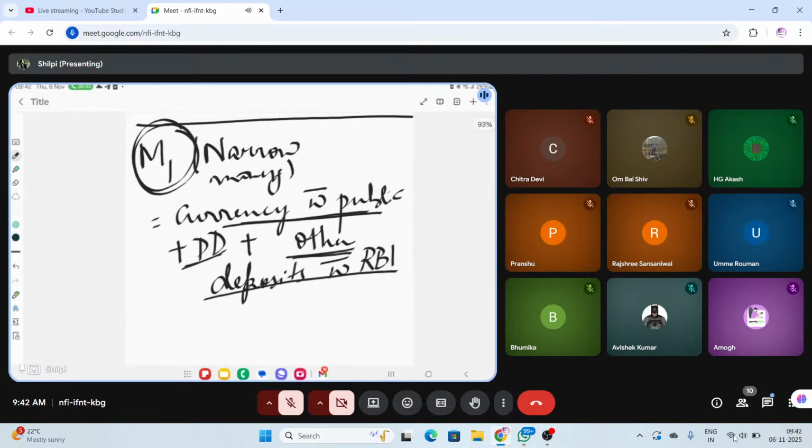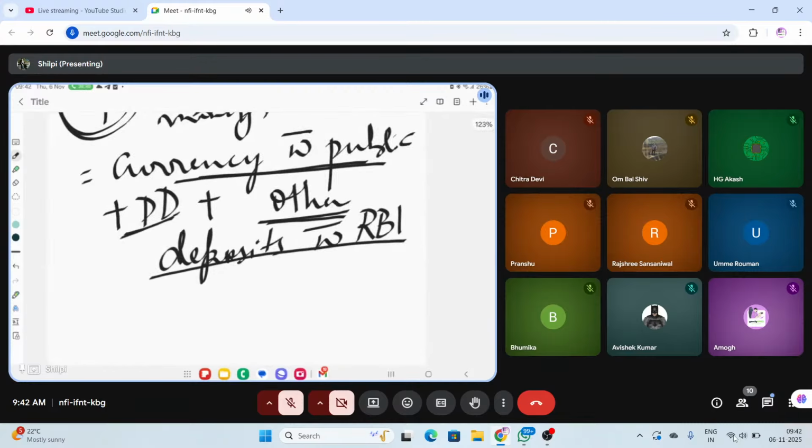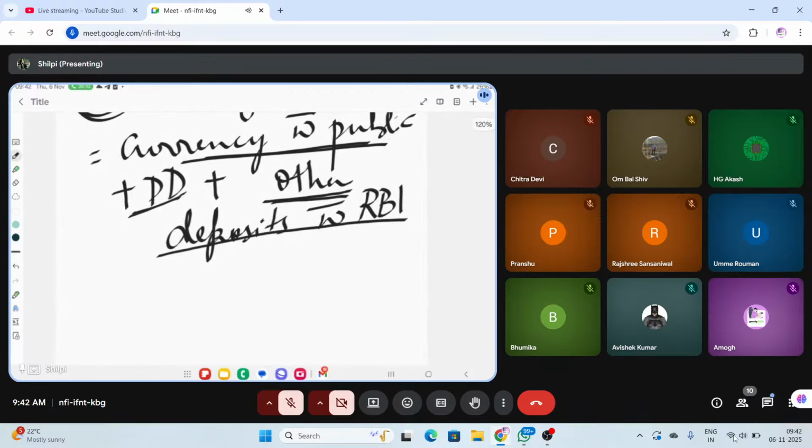So M1 is the way of measuring the money supply that is the most liquid, that takes into account the currency with the public, the demand deposits with the public and other deposits with RBI.